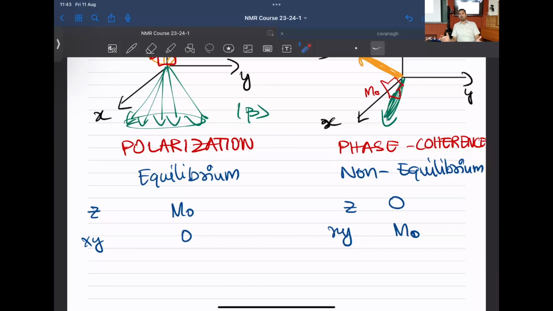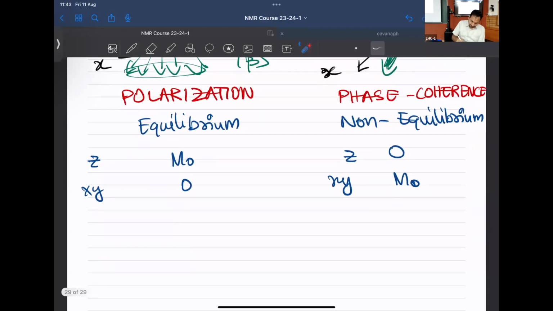No coherence is equilibrium. Therefore, since you created coherence, it's a non-equilibrium state, and it'll try to go back. Everything tries to relax back. That phenomenon is called relaxation. And since the magnetization in the transverse plane and the longitudinal plane are different animals, they have different relaxation rates. One is a population difference, the other is a phase coherence.